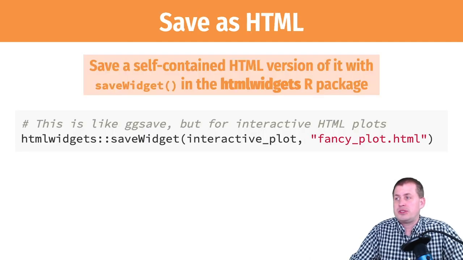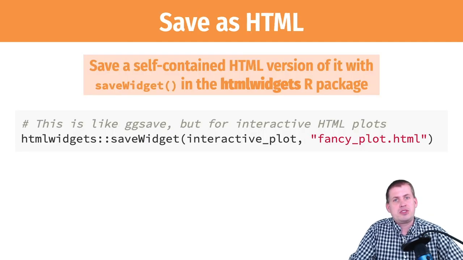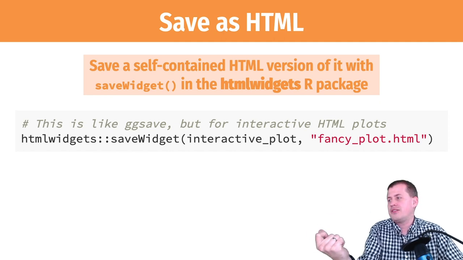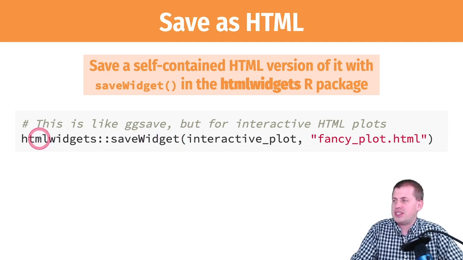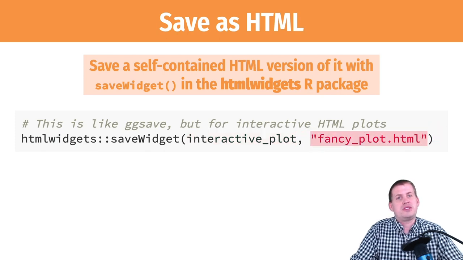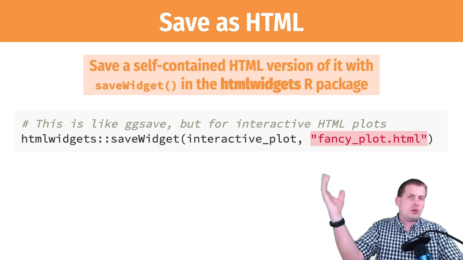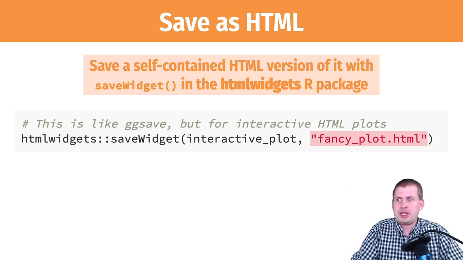If you want to share this graph with somebody else, or post it on a blog or on the internet somewhere, you can save a standalone version of that plot, kind of like ggsave. There's a function in the htmlwidgets package called saveWidget. If you give it the name of your object and then an HTML file, it will save that whole interactive plot as an HTML file on your computer, and then you can do whatever you want with it. So that's the basic way you use Plotly here.